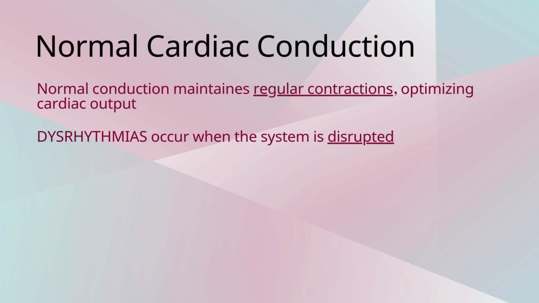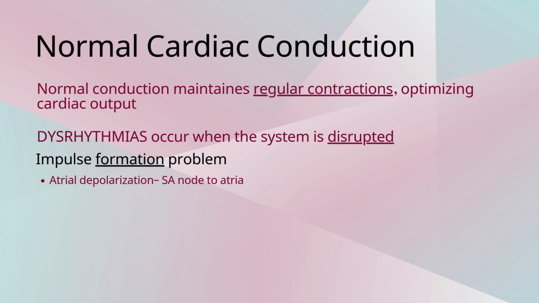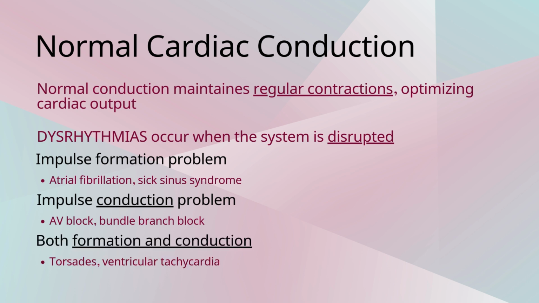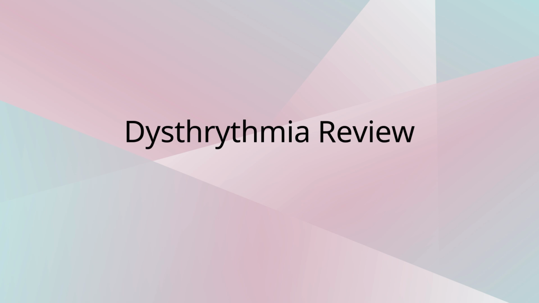Now, it can be disrupted from an impulse formation problem like atrial fibrillation or sick sinus syndrome. It could be an impulse conduction problem like AV block or a bundle branch block, or it can be a formation and conduction issue like Torsades or ventricular tachycardia. All right, now we're going to review each of the dysrhythmias that is on the PANCE blueprint.